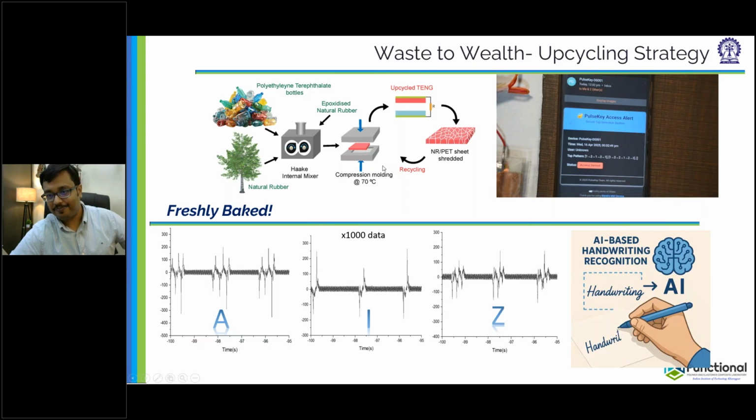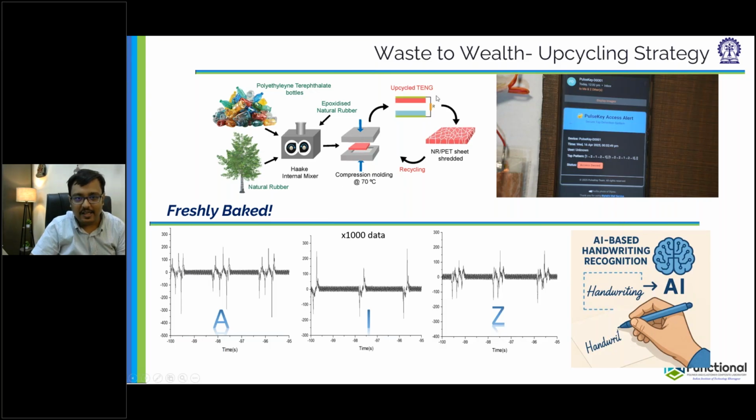What we did in this particular case is use waste PET bottles, like the one which is there in my office, the typical water bottle. All over the campus, we collected all the waste water bottles. We shredded them and mixed them with natural rubber. Now PET and natural rubber are not compatible; it's an incompatible material.